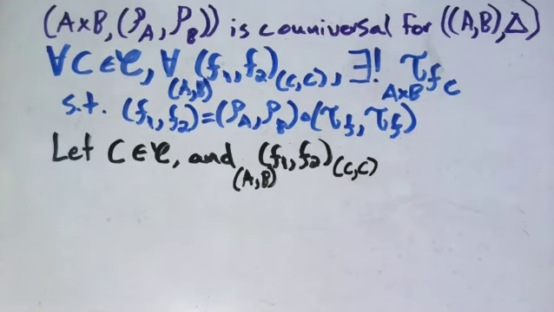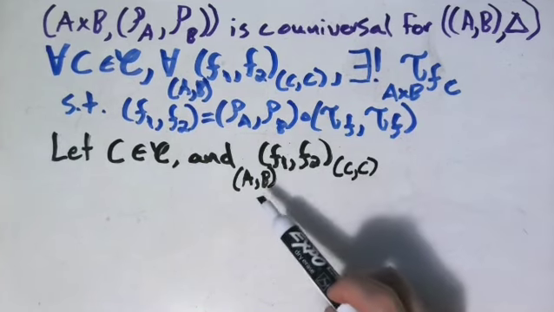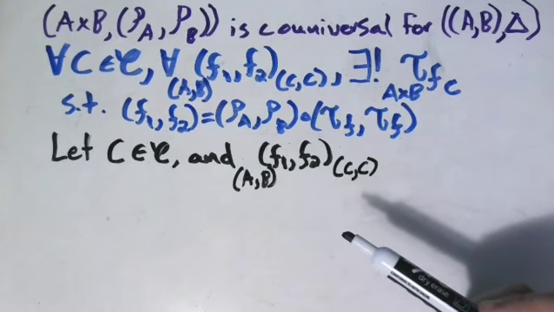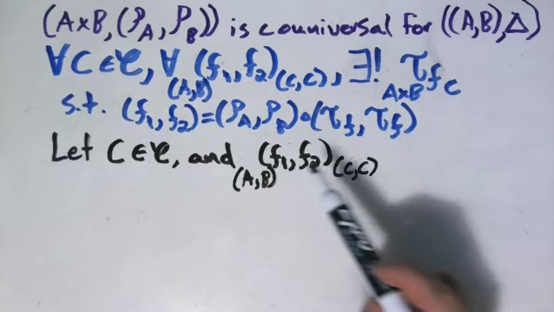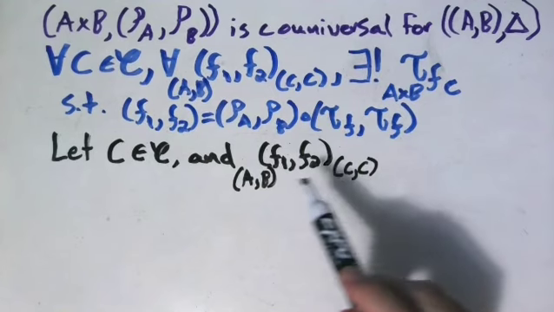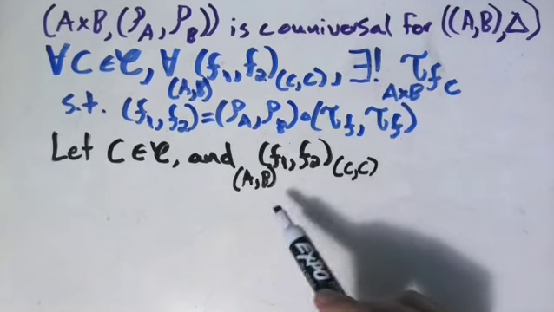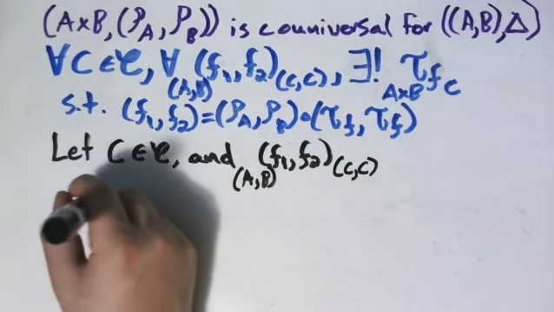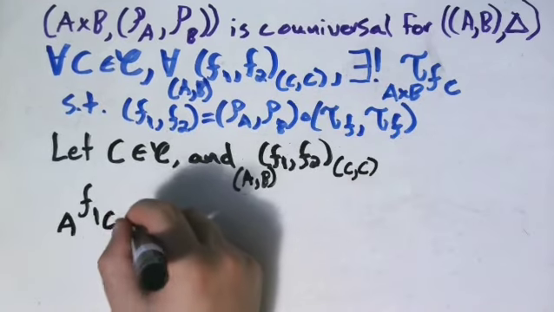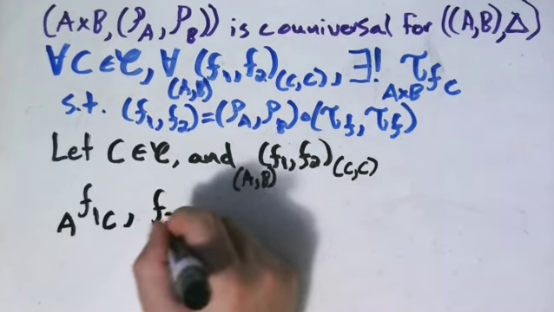So notice that if F1, F2 goes from CC to AB, then by the definition of the product of categories, we have that F1 must go from C to A because the first morphism goes between the objects on the left and the second morphism goes between the objects on the right. So we get that F1 must go from C into A, and similarly F2 must go from C into B.